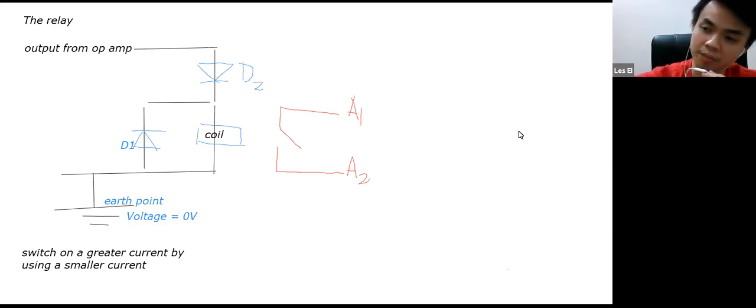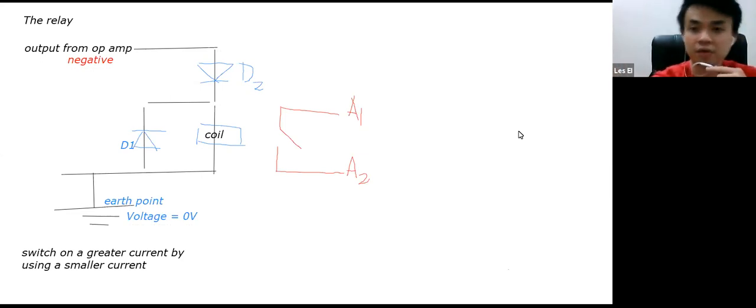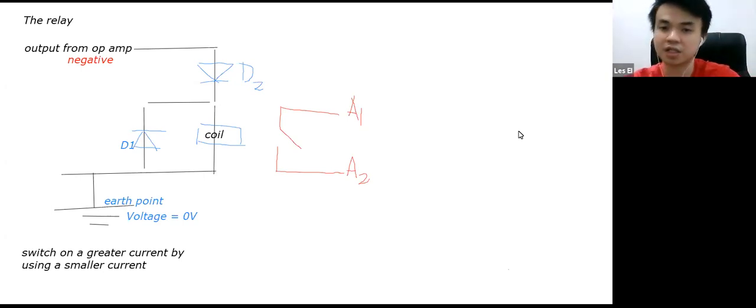If our OP amplifier has a negative output, that means the current will flow from the earth point to the negative part. Nothing is wrong with that, you can withdraw the current from the earth point, but it cannot happen here because of the D2 direction. How does the D2 point? The D2 direction is pointing down. So if your output is negative and you expect the current to flow out, it won't happen because it's being rectified by the diode.